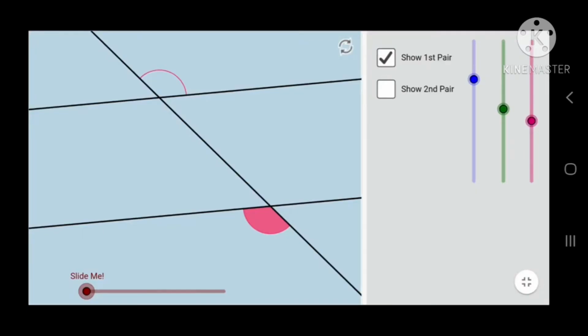So let's explore the alternate exterior angles theorem. We know that alternate exterior angles are formed whenever a transversal intersects two lines. It is called exterior because they lie outside the parallel lines and they are alternate to each other. Now you can see here we have two pairs. We have one pair of alternate exterior angles. So let us see it.